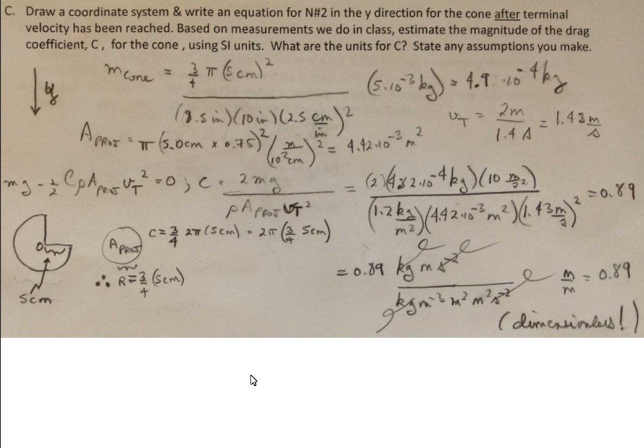I asked you to then draw a coordinate system, and based on measurements we do in class and things that I told you, to come up with an estimate for big C. Big C is the drag coefficient in the equation D is equal to 1/2 C rho A V squared.